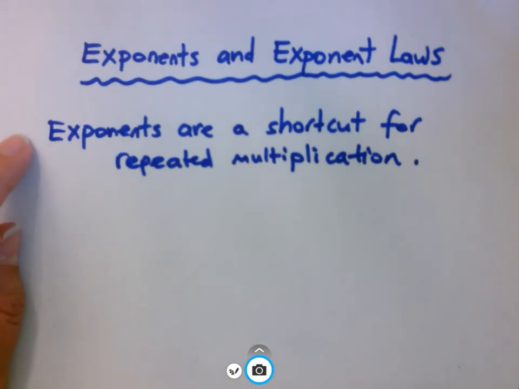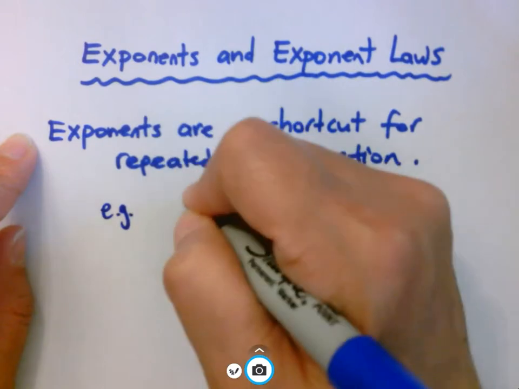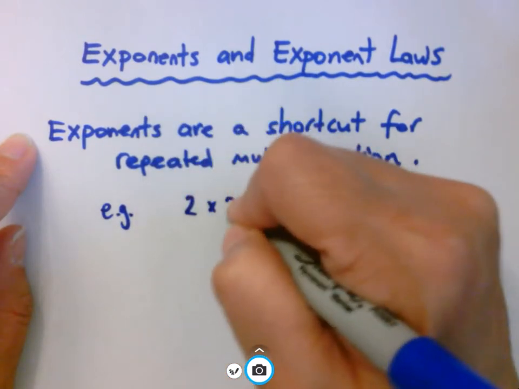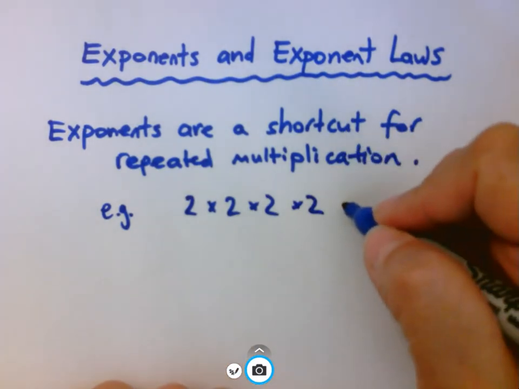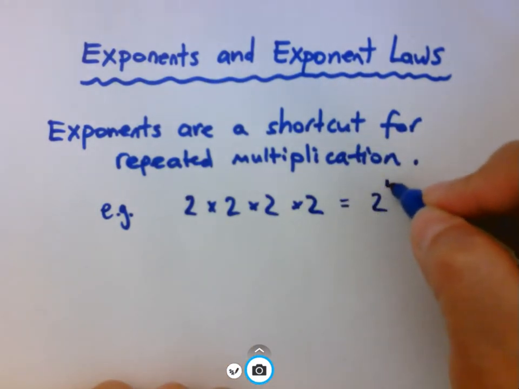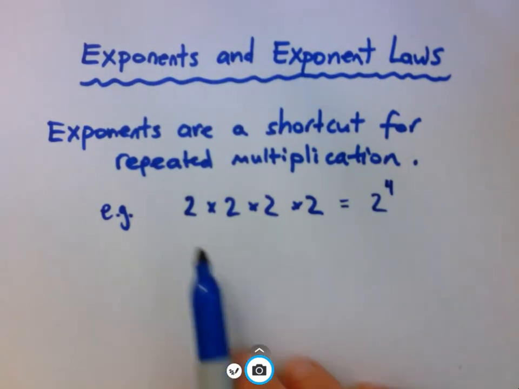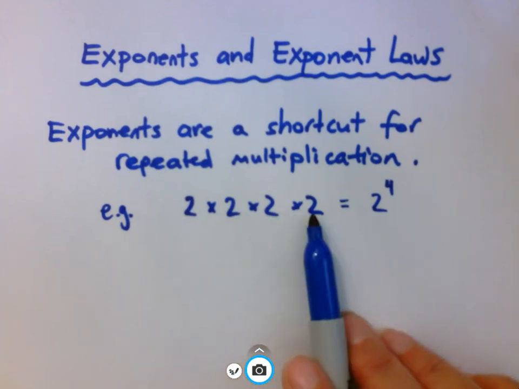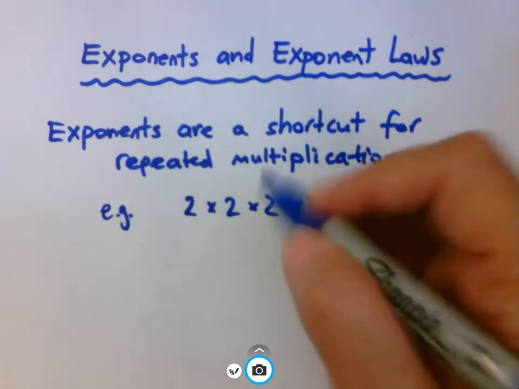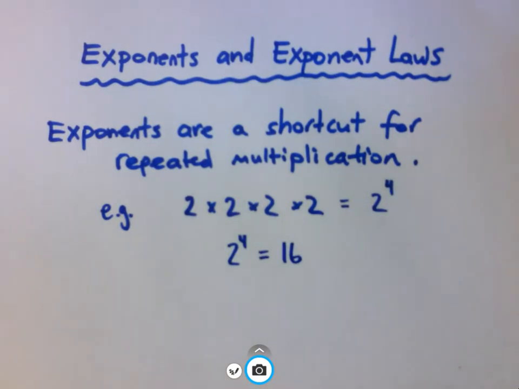So let's first review what exponents are. Exponents are just a shortcut to show repeated multiplication. For example, if I write 2 times 2 times 2 times 2, I can write that in a short form as 2 to the exponent 4. Okay, repeated multiplication. And I can figure out how much that is. 2 times 2 is 4, times another 2 is 8, times another 2 is 16. So 2 to the exponent 4 is 16.